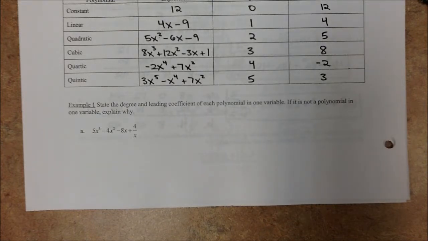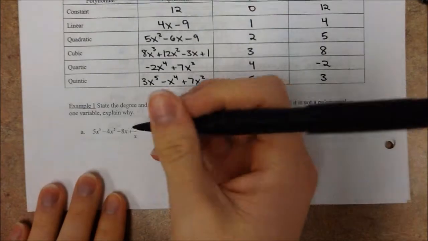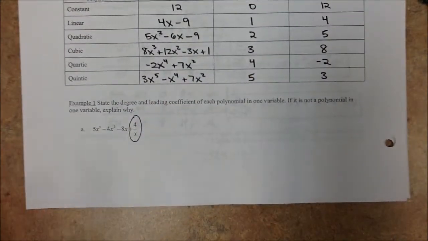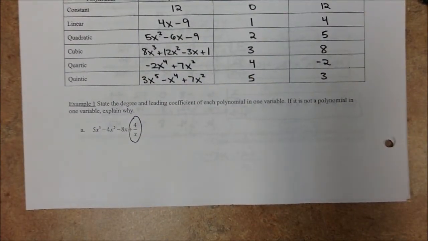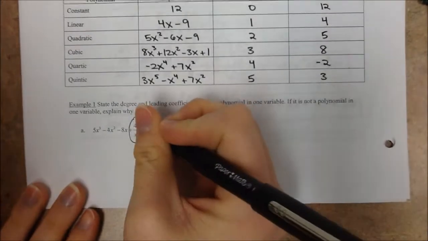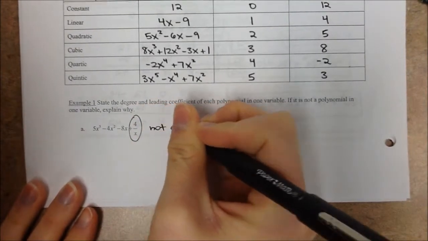So remember what we were doing in 4.1. We were trying to identify, first of all, whether something even was a polynomial or not. And one of the things that I told you guys to watch out for was anything that has variables in the denominator. So this is not a polynomial in one variable. 4 over x has an exponent that's less than 1, and so this is not a polynomial. So not a polynomial.